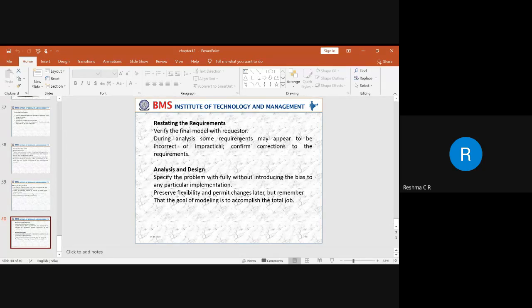And then the next thing is we need to identify whether the requirements that we have collected are real requirements. If these are real requirements, whether we are considering that as a part of the model.